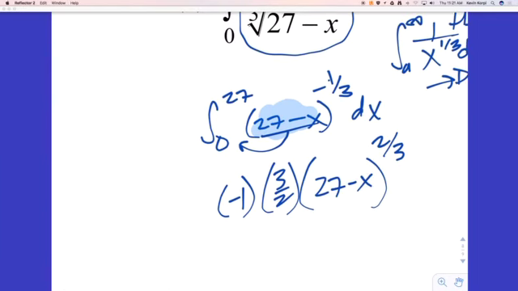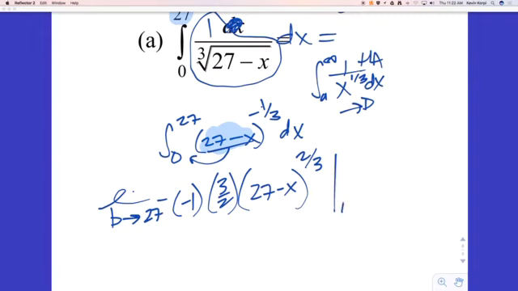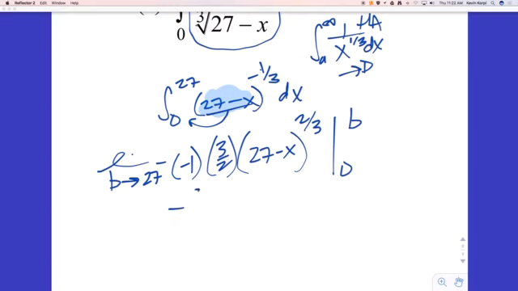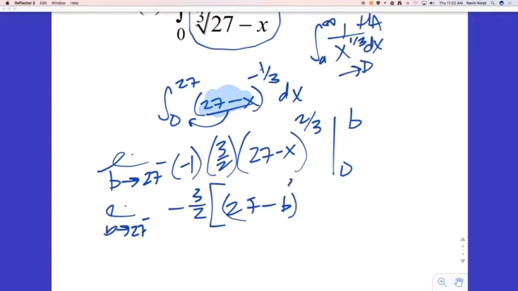So now because 27 is the vertical asymptote, I'll take the limit as b goes to 27 from which side? From the left now. Good. Since it's the right endpoint, I have to approach it from the left, and then I'll evaluate it from 0 to b. Cool. Y'all are catching on quickly like I knew you would. So the limit as b goes to 27 from the left. We get negative 3/2 times the bracket: 27 minus b to the 2/3 minus 27 to the 2/3. And now I evaluate the limit as b goes to 27 from the left of that term.